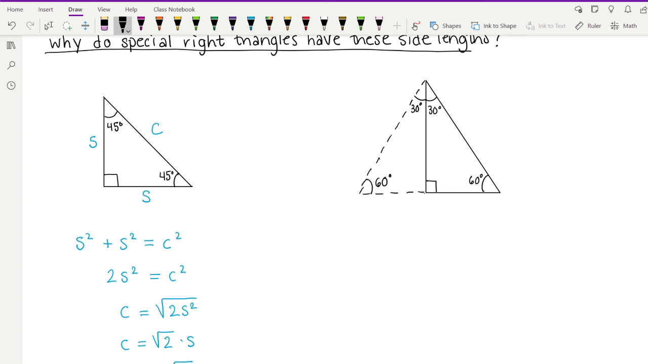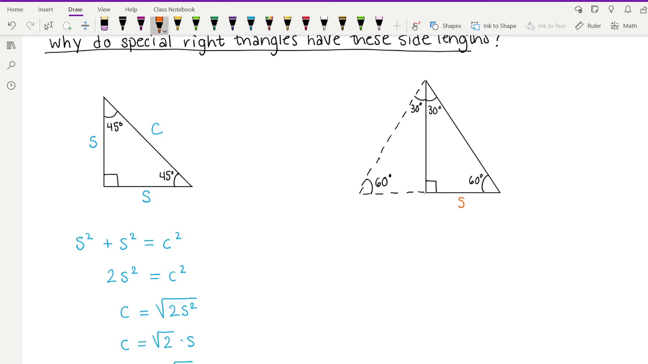And so it's going to be 60, 60, 60. That is an equilateral triangle. Okay, so again, let's try to use the same kind of approach that we did on the left. Let's say that we know that this side has a length of S, and that's all we know.